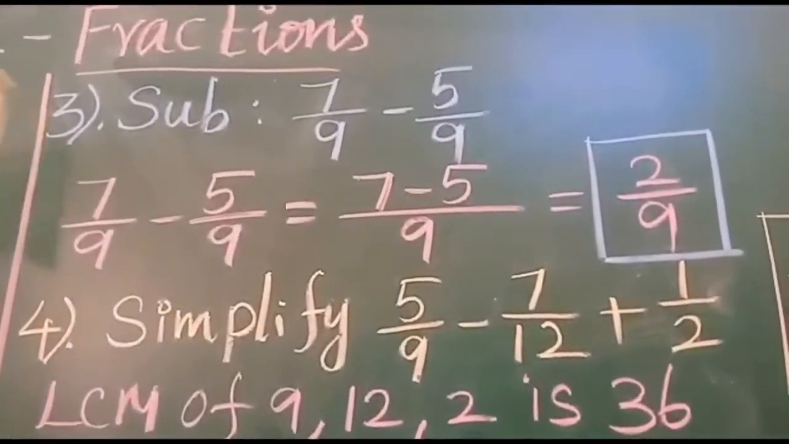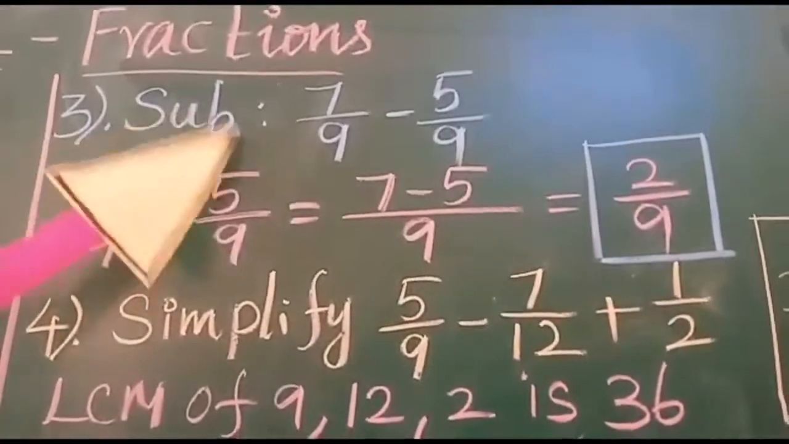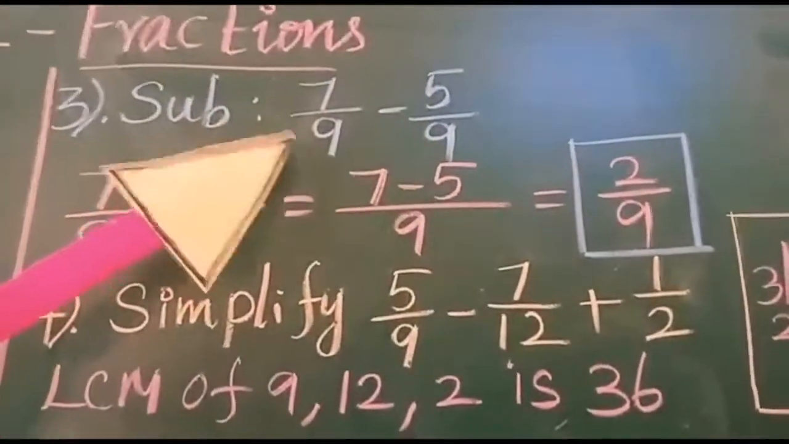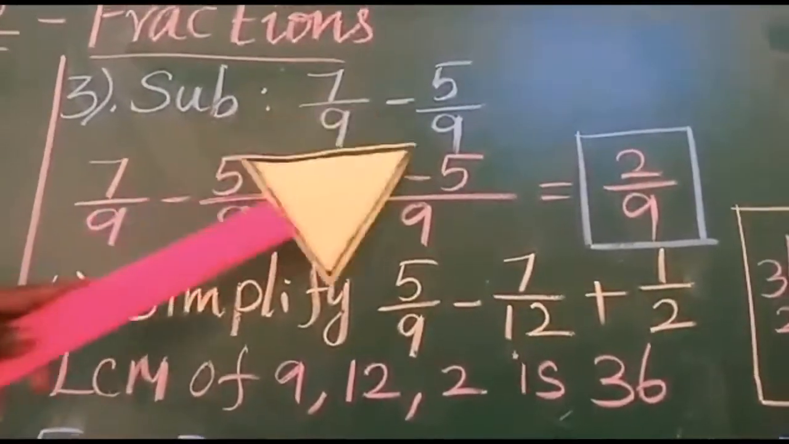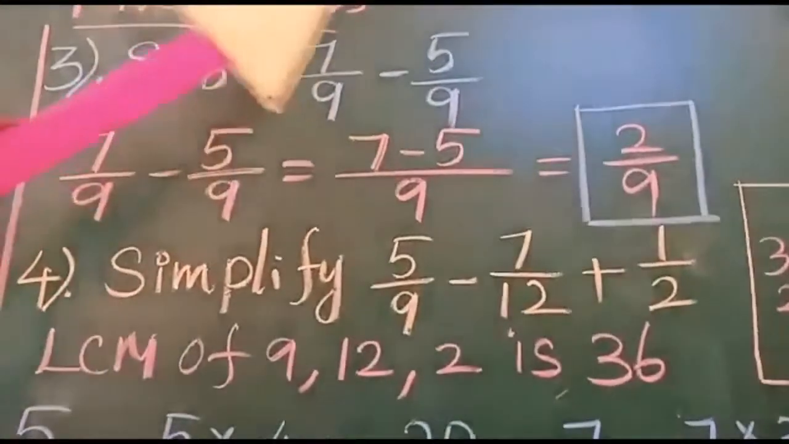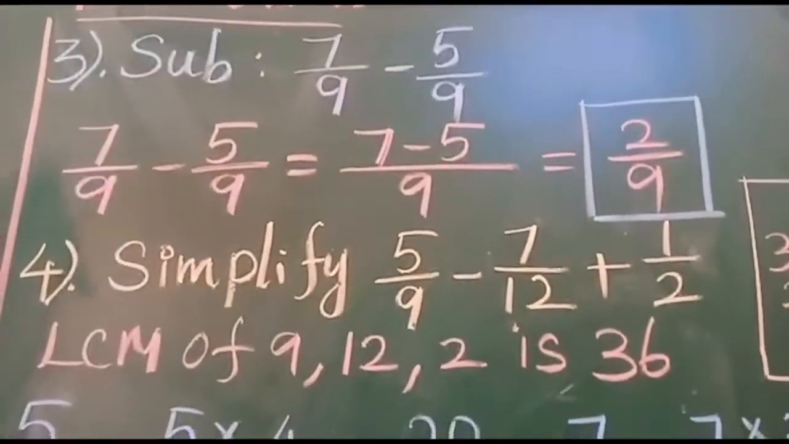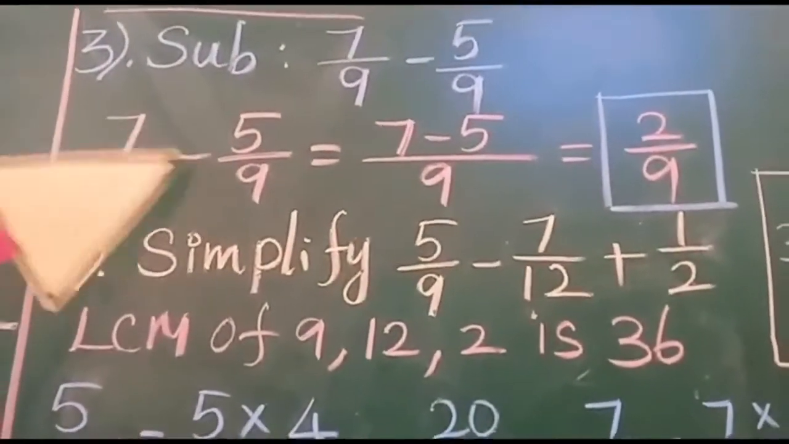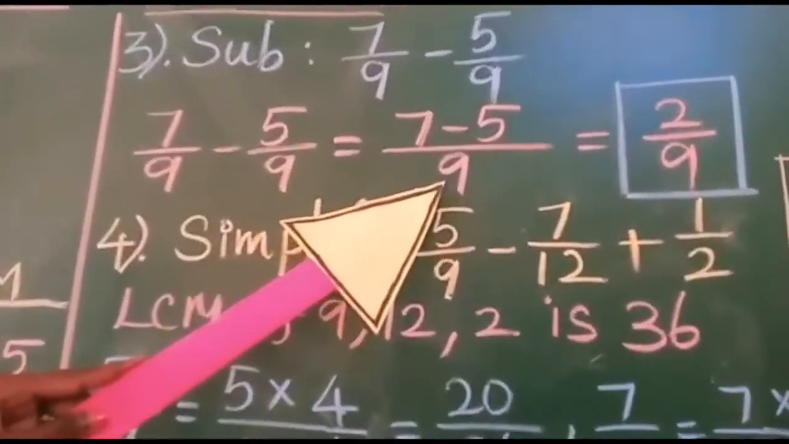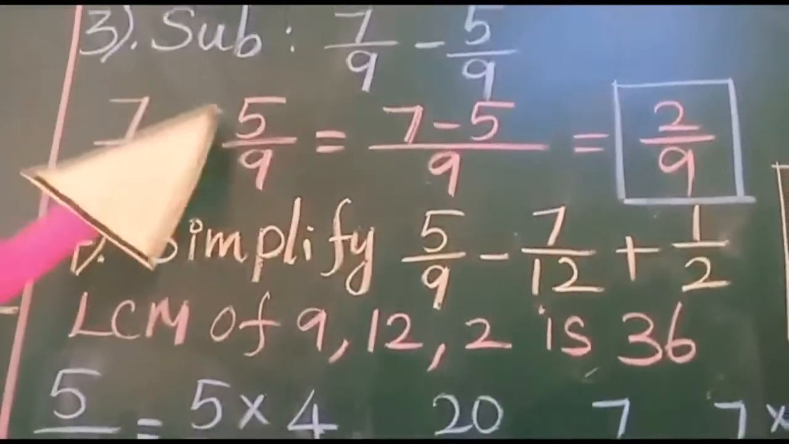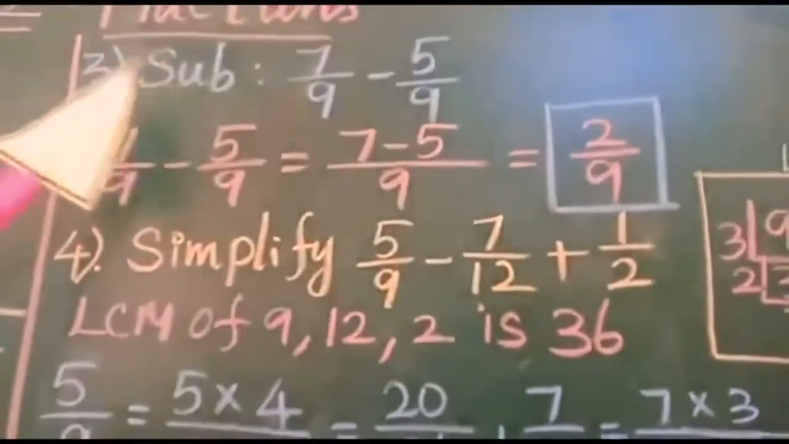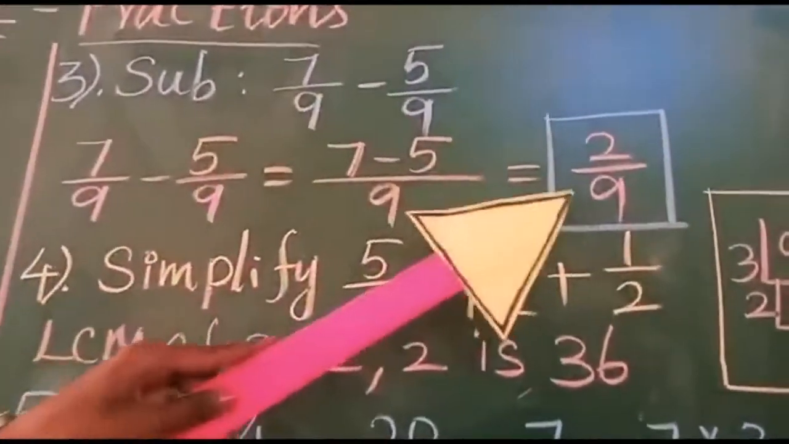So now we are coming to the subtraction. Subtraction: 7 by 9 minus 5 by 9. So as you see, the denominators are same, 9 and 9. We can subtract the numerators directly, isn't it, children? Yes. So 7 by 9 minus 5 by 9. The denominator is the same, write the denominator as 9. What about the numerator? 7 minus 5 will be 2. It's 2 by 9. So the subtraction of these fractions will be 2 by 9.